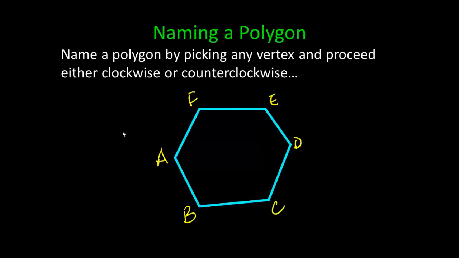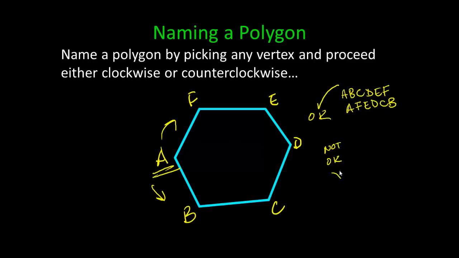Now when we name polygons, we can pick any point, any vertex. So like I can say A, and I can go counterclockwise and call that A, B, C, D, E, F. Or you can go clockwise and call it A, F, E, D, C, B. That's okay. Not okay would be A, D, B, C. I'm running out of room apparently. So let's do this. A, D, B, C, E, F. No good.